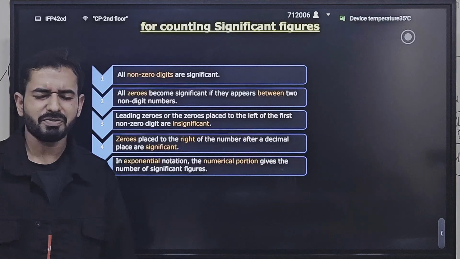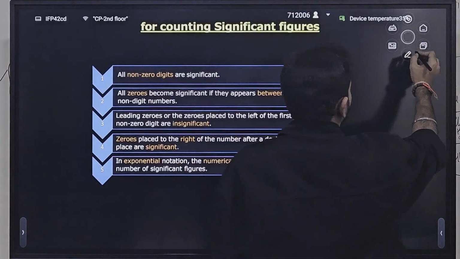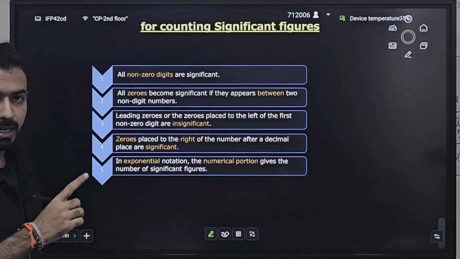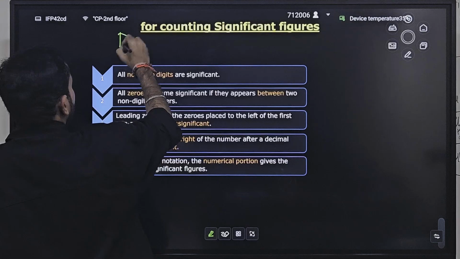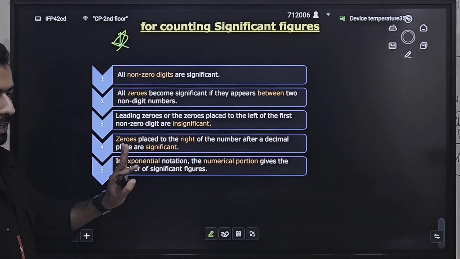Now, come to the significant figure. Very easy topic, but obviously we have also given some questions in the previous year. Let's see what and how. Just remember these results. These results are very important for finding significant figures. If you review this much of rules, you can easily solve the question.